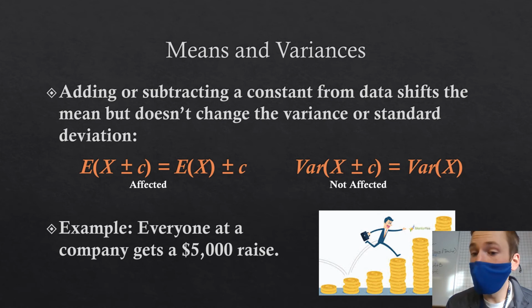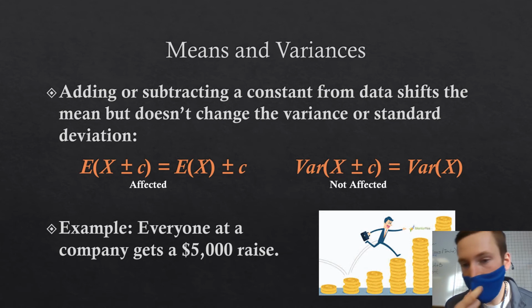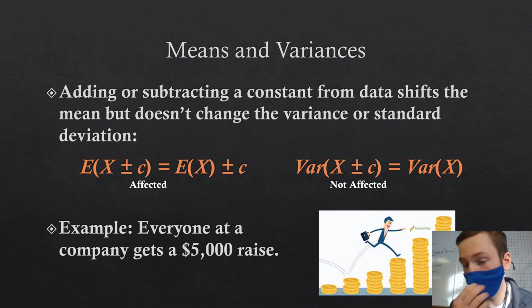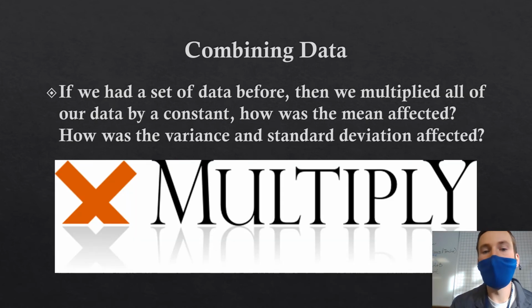On the other hand, variance and standard deviation are not affected. So if we add or subtract a constant to our set of data, that is not going to affect our measure of spread at all. One of the more common examples we saw in the past is if we gave everyone a $5,000 raise at a business. Well, that's going to shift up the mean salary by 5,000, but that's not going to affect how spread out our data is.